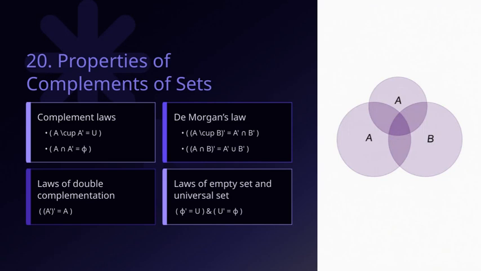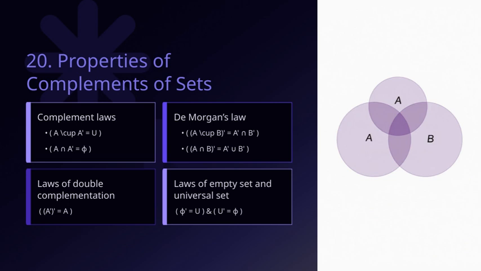Let's take a closer look at some fundamental properties of complements of sets. First, we have the laws involving the empty set and the universal set. Notice that the complement of the universal set U is the empty set ∅, and vice versa. The complement of ∅ is U. This makes sense because the universal set contains everything, so everything outside it is nothing, and outside the empty set, everything is in the universe.